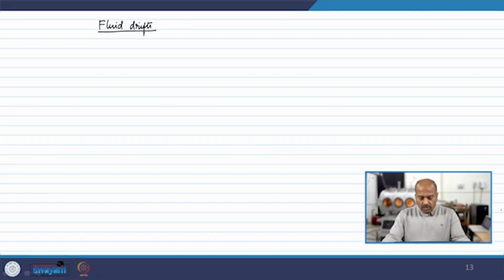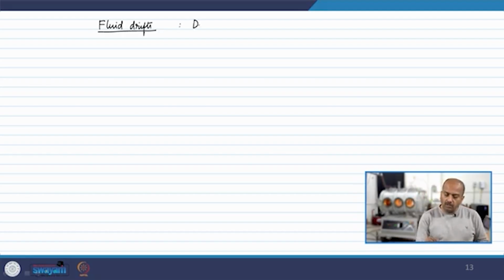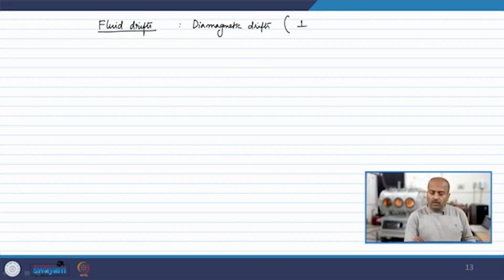So, to begin with, we will take up the drift perpendicular to the magnetic field, which is called the diamagnetic drift. Fluid drifts, whose subtopic is the diamagnetic drift, or perpendicular drift. Okay, so where do we start? We take the essential equations.